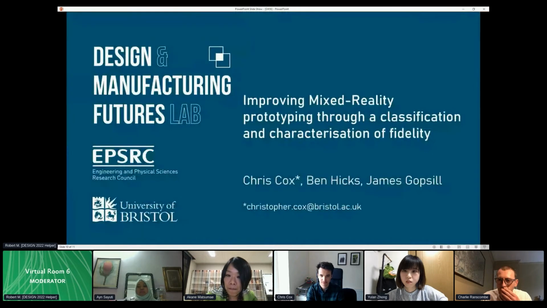Good afternoon. I'm Chris Cox, and today I'll be presenting a summary of our paper, Improving Mixed Reality Prototyping Through a Classification and Characterization of Fidelity. In this paper, we explore how a classification of the dimensions of prototype fidelity can help us to design new prototypes more effectively. This is done through the proposal of a taxonomy of prototype fidelity, identifying the different dimensions of a product that can be emulated through mixed reality prototyping.